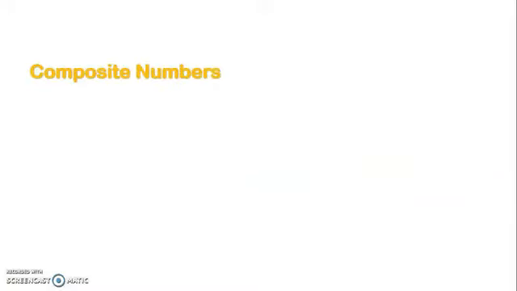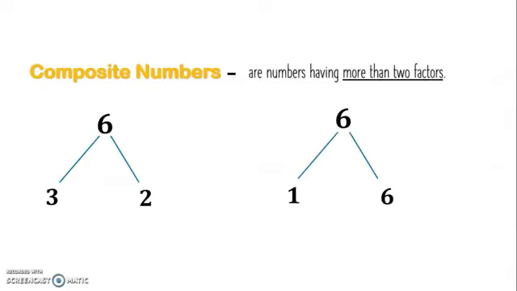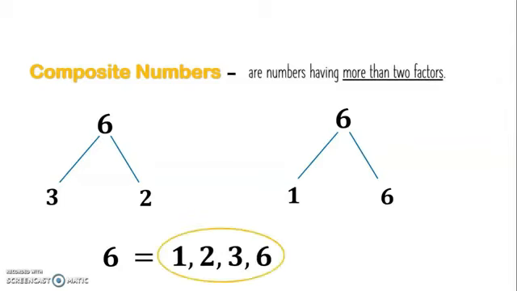Now let's define composite numbers. Composite numbers are numbers having more than 2 factors. For example, 6 could be factored out to 3 and 2. Another factors of 6 are 1 and 6. Remember that 1 is always a factor of any number. So if we gather all the factors of 6, we will have 1, 2, 3, and 6.